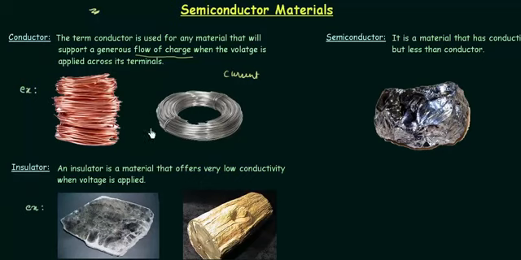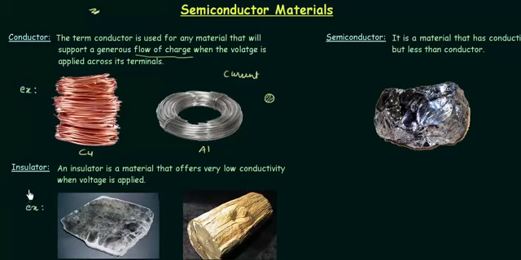I have taken two examples for the conductor. The first one is the copper wire and the second one is the aluminum wire. You must have seen them in electrical equipment in your home. They are the most commonly used conductors. And if I cut this copper wire, I have a cross section that will look something like this. So we have a cross-sectional area A that is equal to pi r square, and the amount of current flowing through this cross-sectional area in the given time is very high. That is the definition for the conductor. The flow of charge is very high when the voltage is applied across its terminals.